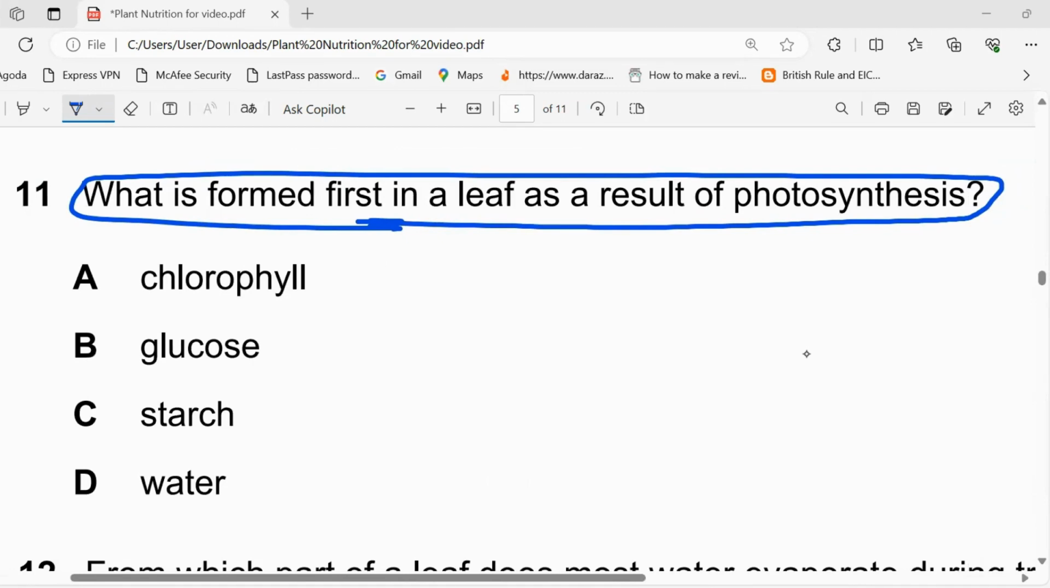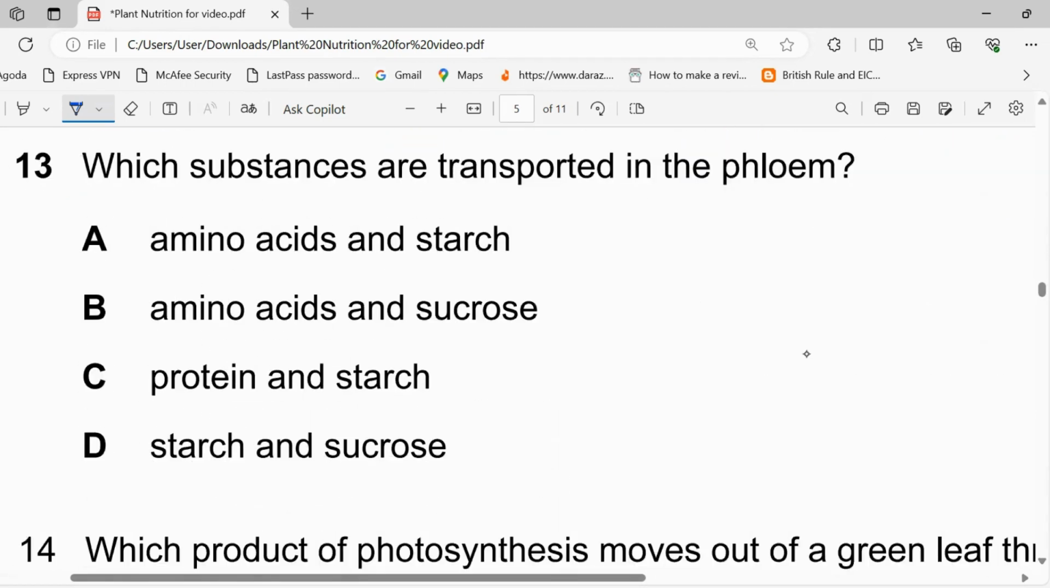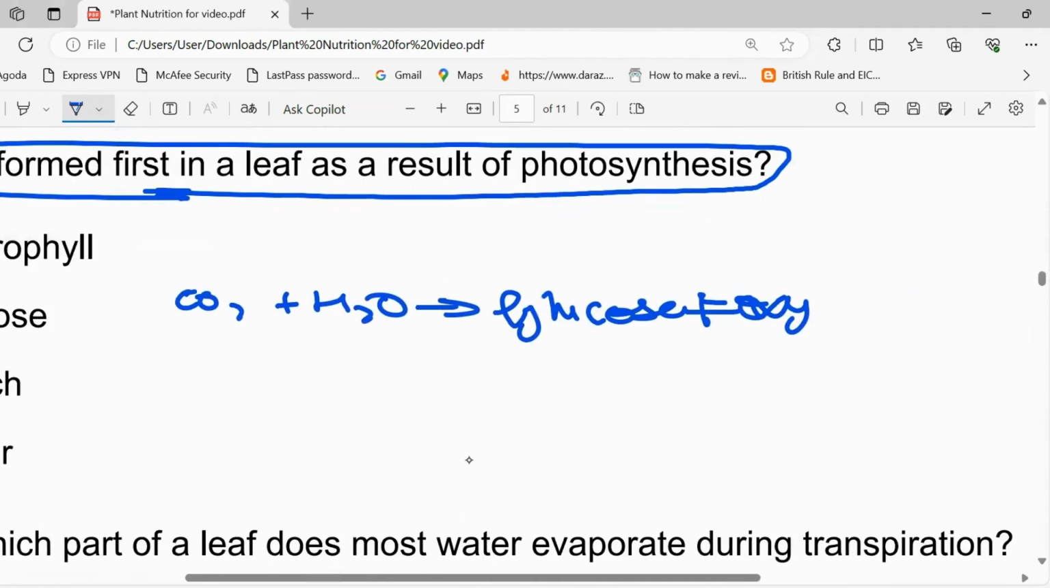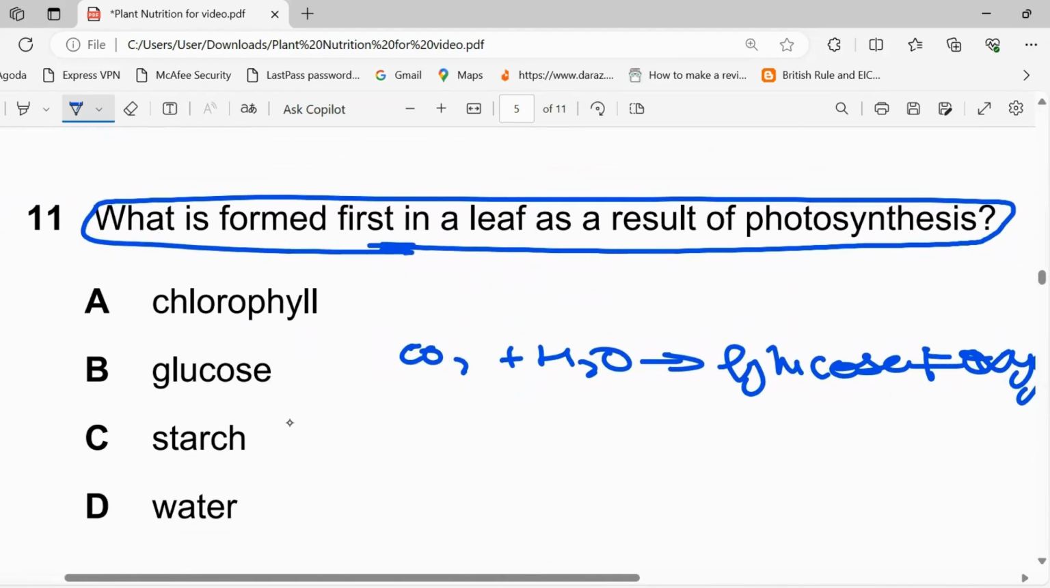In this question, it is asked what is formed first in the leaves as a result of photosynthesis? So basically, the reactants in photosynthesis are CO2 and H2O, and from them glucose and oxygen are produced. Here in these options, we can see that in part B, glucose is present. So hence, the answer to this question will be B.